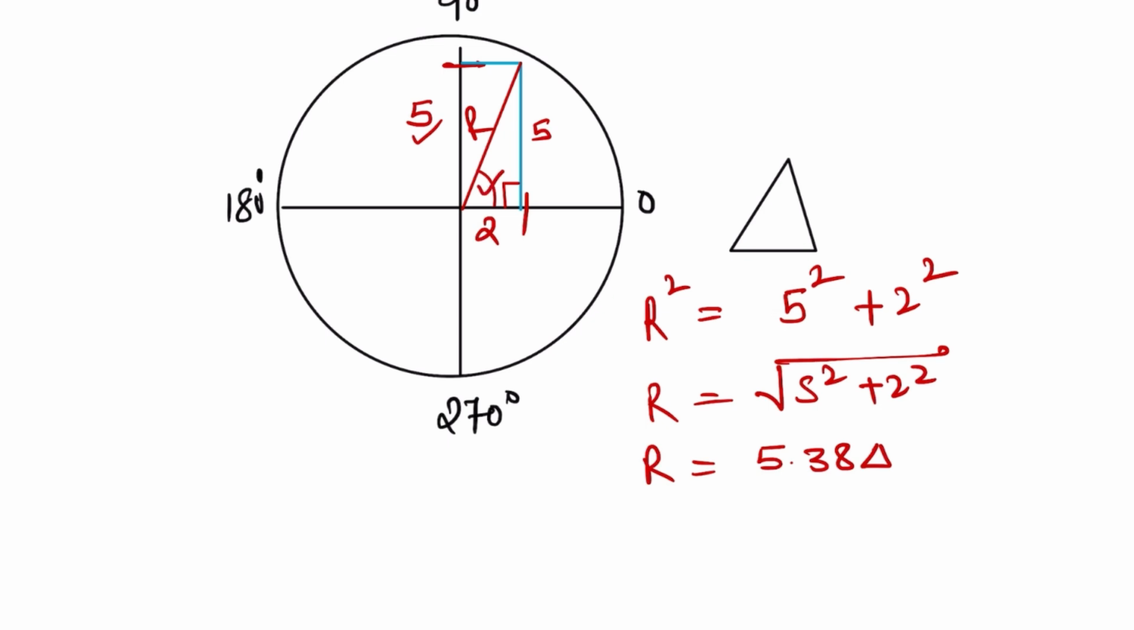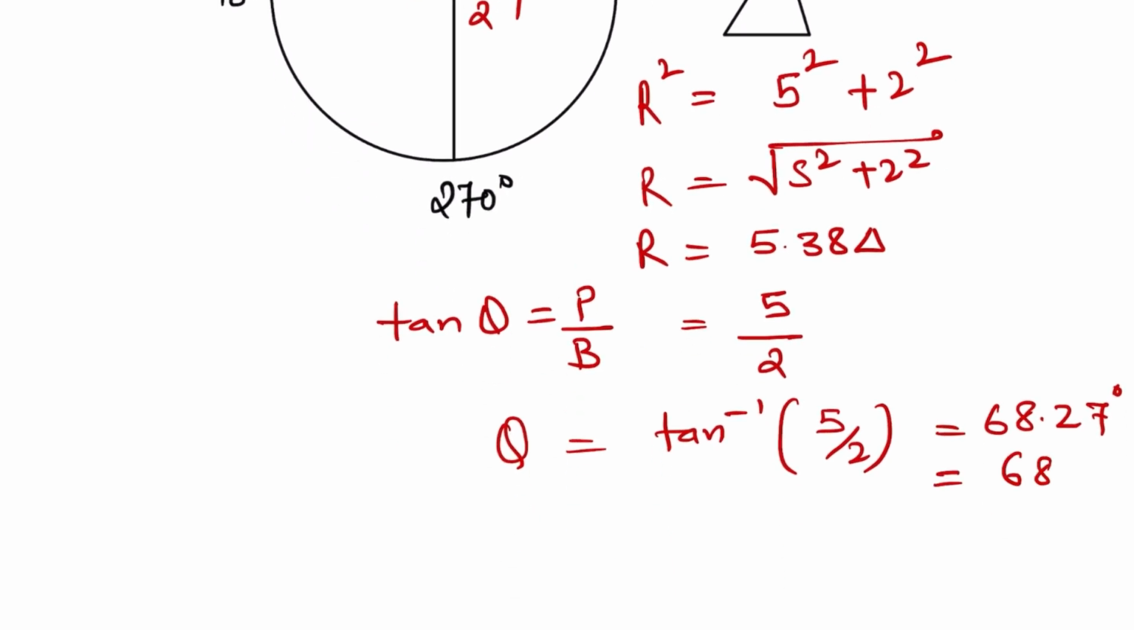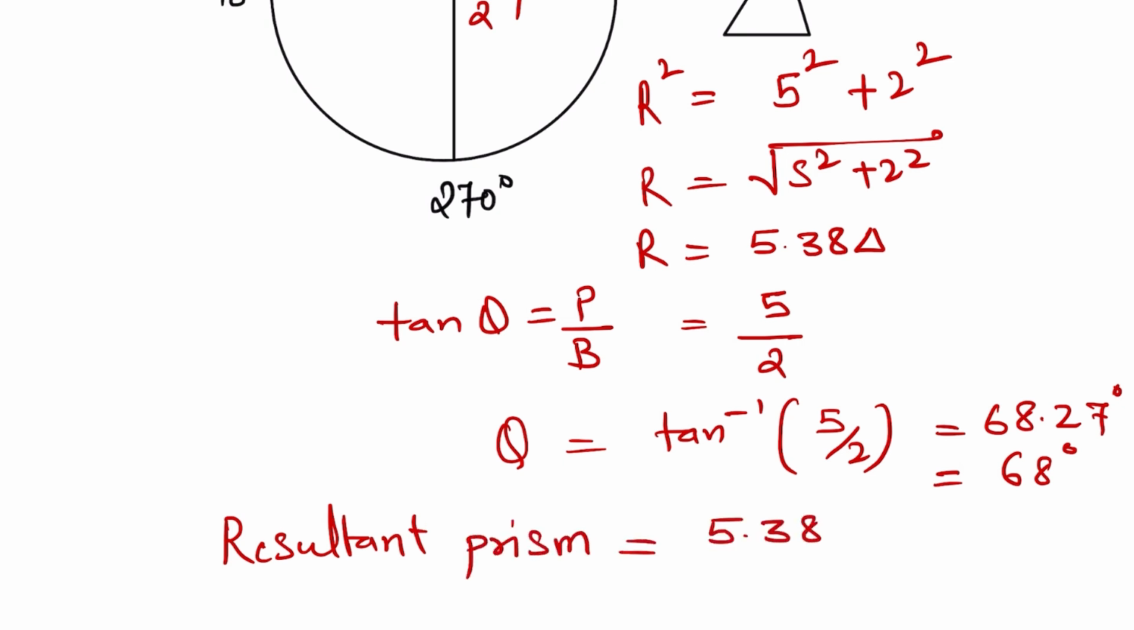And we need to find now this angle also. So it will be given by tan theta, which is perpendicular by base. So perpendicular is 5 divided by 2, and your theta will be tan inverse of 5 by 2, which will be equal to 68.27 degrees, which we're gonna round off to 68 degrees. So the resultant prism will be equal to 5.38 prism diopters base towards 68 degree.